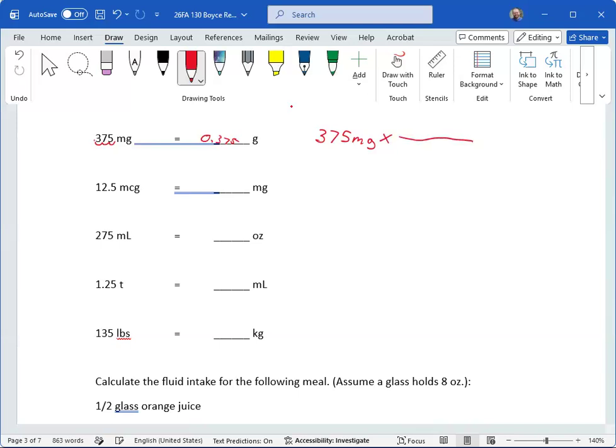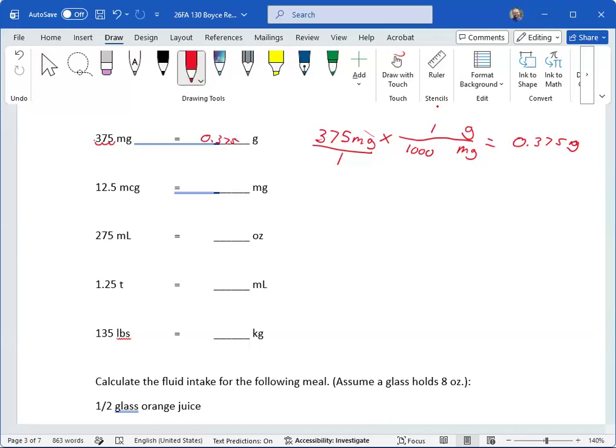Those of you who have watched any of my videos before know that I am big on conversion factors. You should already know that 1 gram is the equivalent of 1,000 milligrams, and that reminds you: do I multiply? Do I divide? This is all supposed to be over the top. I know I'm not writing even yet, I'm a little rusty on using my pencil here. But 375 times 1 divided by 1,000, and then you get that answer of 0.375 grams.